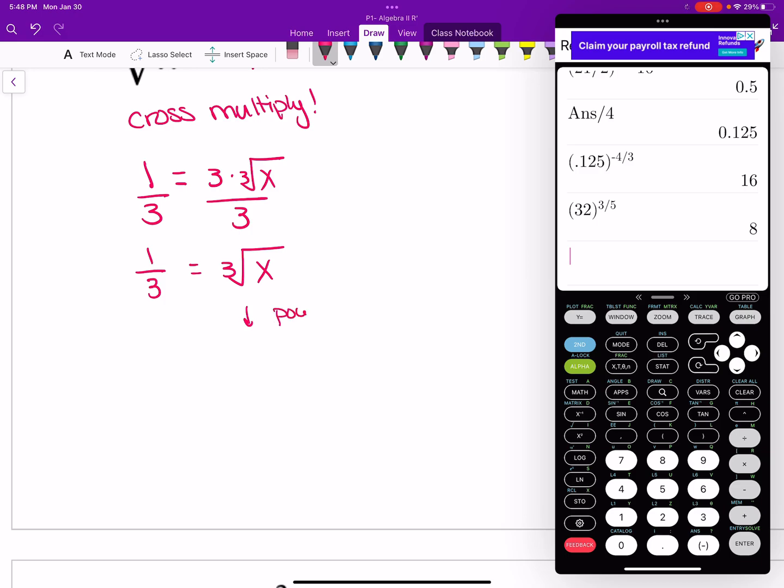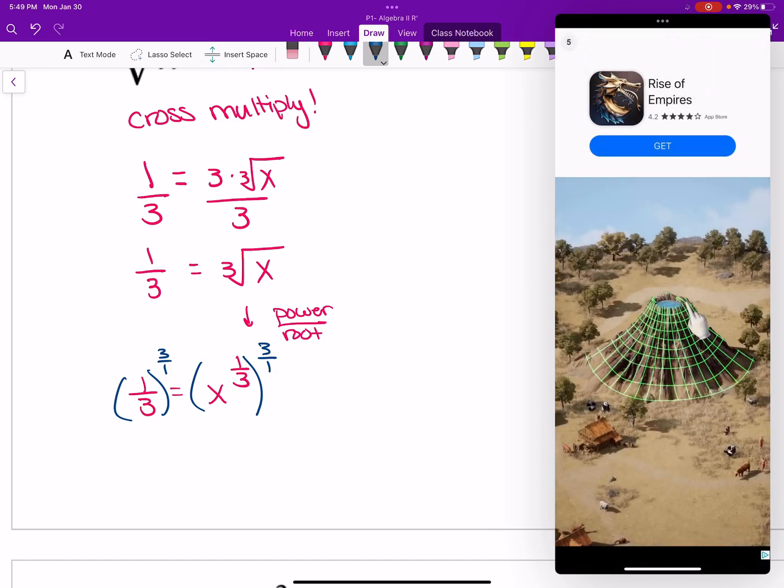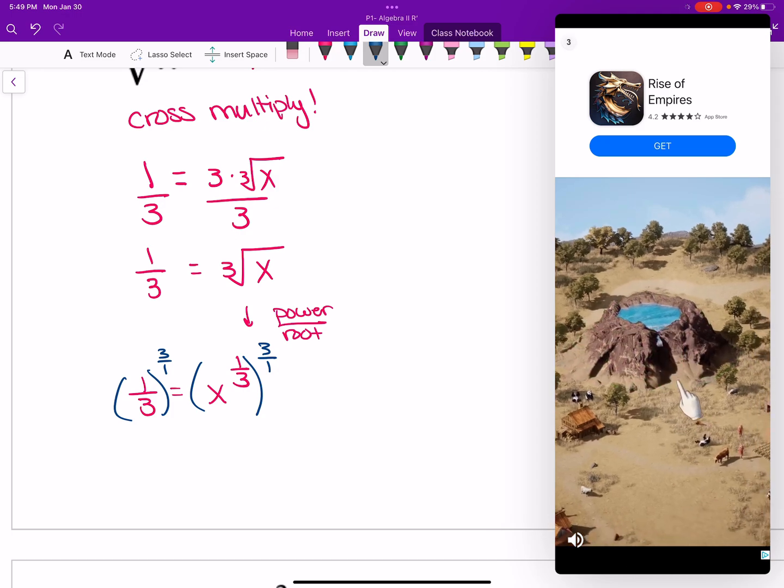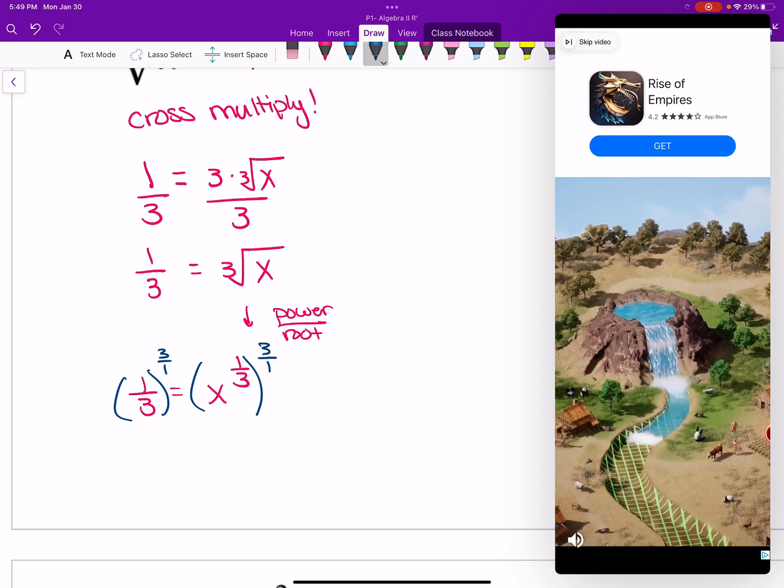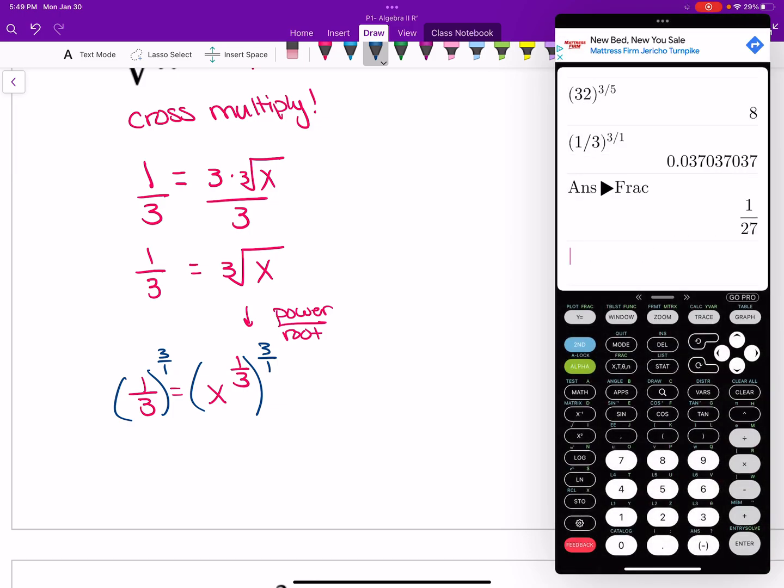Converting this with power over root, we have 1/3 equals x to the 1/3. So taking the reciprocal, you should get 1 over 27. So if you go to type this in, decimal, so we get 1 over 27, and my denominator is odd, so no plus minus.